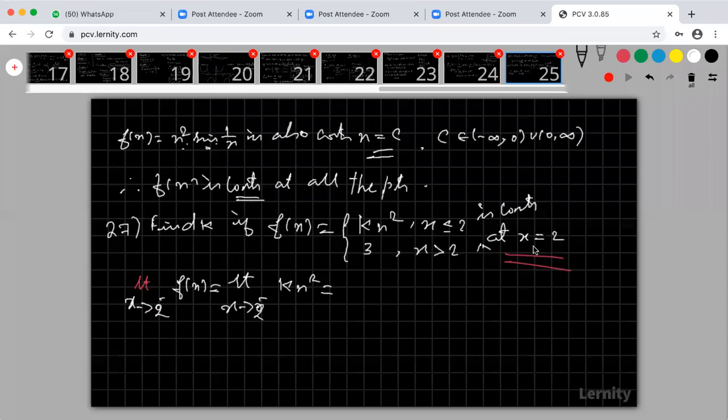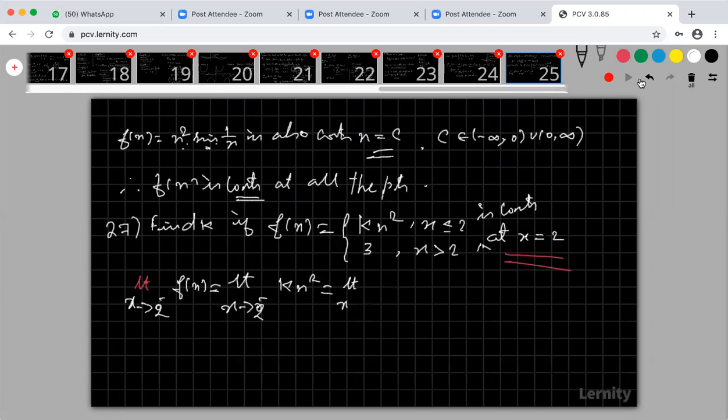Because the point 2 is given. Since the point 2 is given, take it as the point is 2. x tends to 2 minus, f of x. This is kx square. Apply x is equal to 2 here. What is the answer?